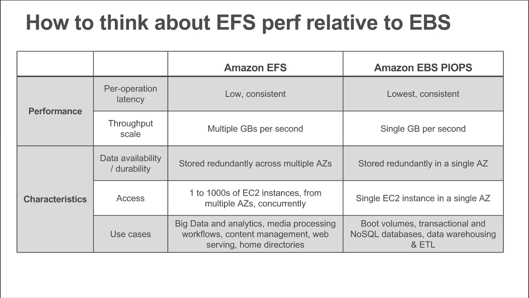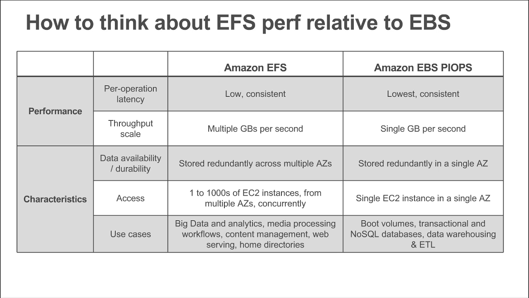So given that, how do you think about EFS performance relative to EBS performance? That's another question that we commonly get. The distributed architecture that I just talked about has some performance implications, namely around latencies. This distributed design results in a small latency overhead for each file operation. So if you're looking at per operation latency and you need to optimize for the lowest possible latencies, EFS provides low consistent latencies, but EBS, especially provisioned IOPS, provides the lowest possible latencies. They both offer consistent latencies.